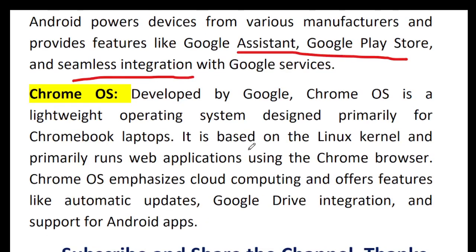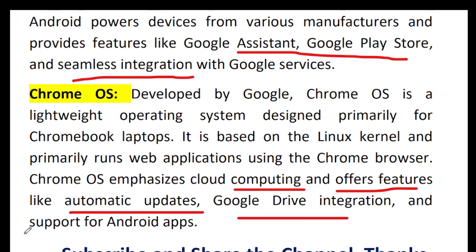Chrome operating system. It is also developed by Google. Chrome operating system is a lightweight operating system designed primarily for Chromebook laptops. It is based on the Linux kernel and primarily runs web applications using the Chrome browser. Chrome operating system emphasizes cloud computing. It is very important and offers features like automatic updates, Google Drive integration, and support for Android applications.